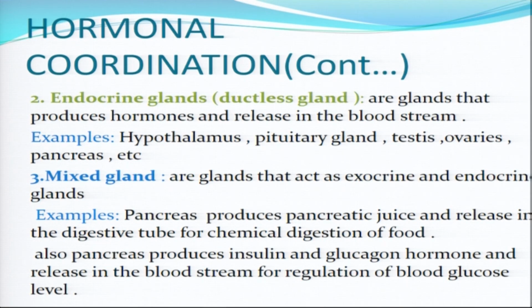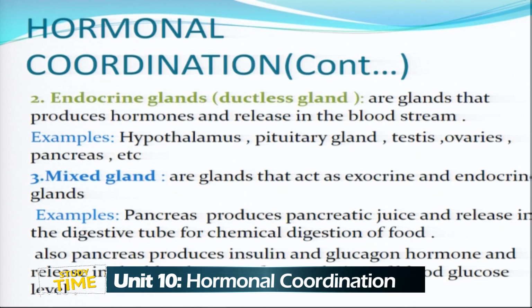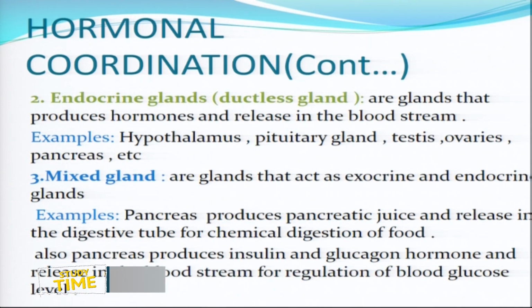When those substances are secreted, they are going to be transported into the blood. They are going to be secreted into the bloodstream. Those glands that secrete their chemicals into the bloodstream, they are called what? They are called endocrine glands. Endo, inside the blood.